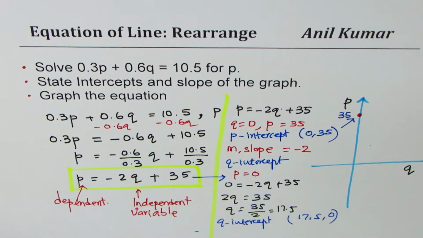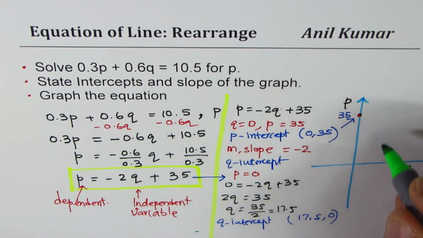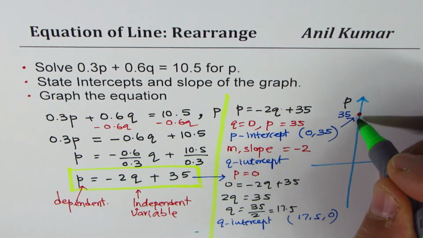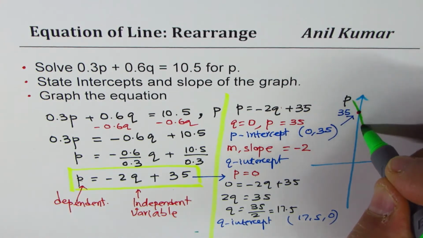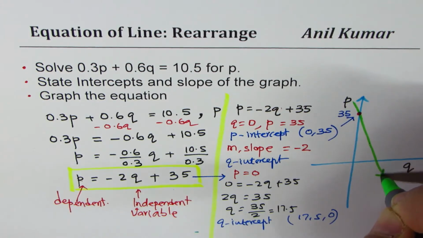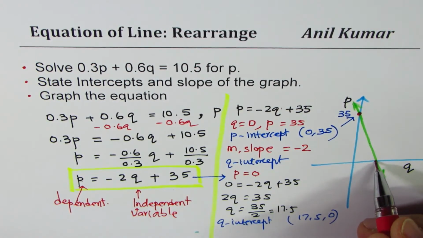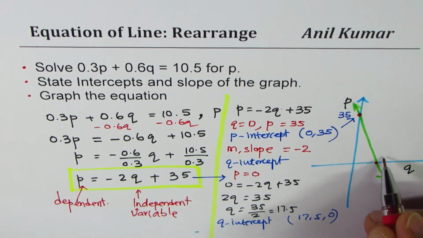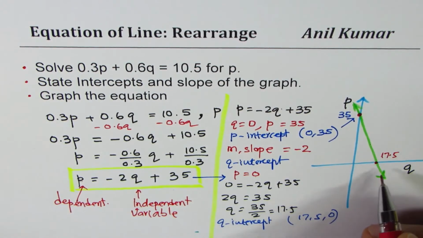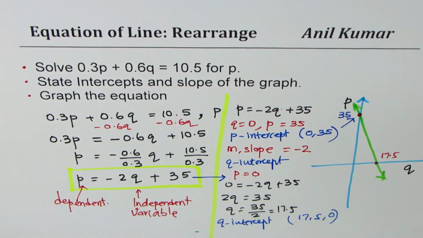Now we have to sketch the graph, so I'm making a rough sketch. So it is a line dropping down, kind of like this, where the q-intercept is 17.5, or you could write 35 over 2, right? So that becomes the graph of the function. So I think we have done everything here. We know what the x and y intercepts, in this case the p-intercept and q-intercept, are.